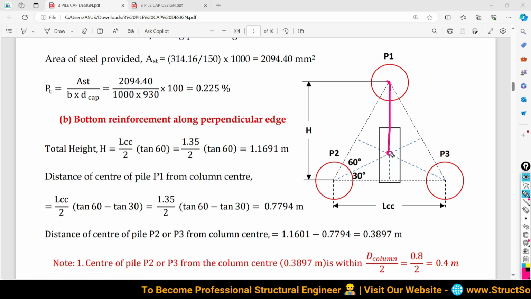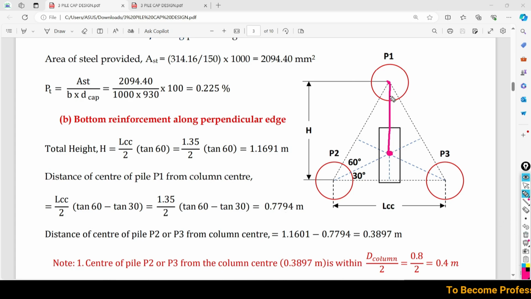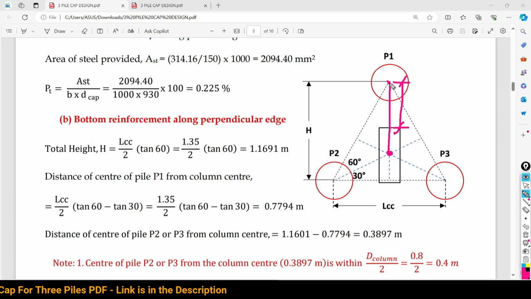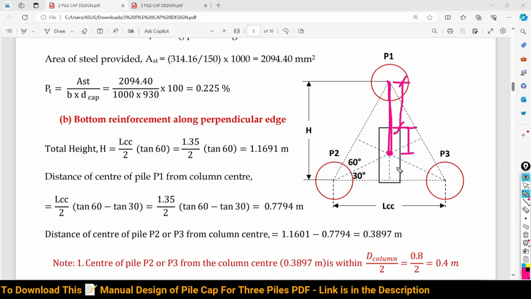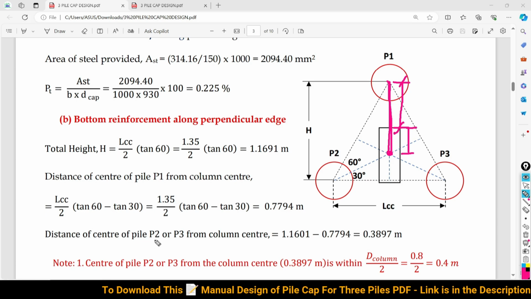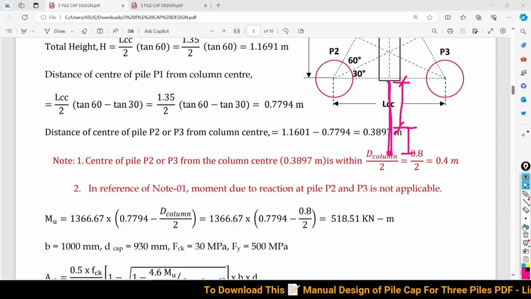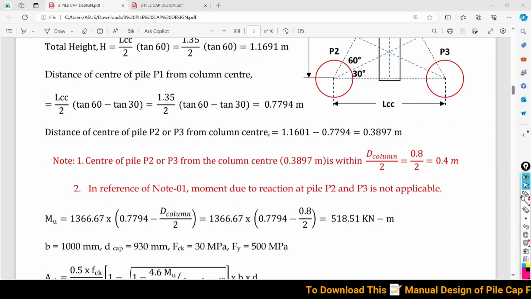We are having total height is what? 0.7794. But my dear friend, our objective is not to calculate up to the center. Our objective is to calculate up to the face of the column. So how you can calculate? It's very simple. Just subtract from this total height this half of depth of the column. So distance of the center of pile, see here it is given. So we actually have to calculate what? See the total up to the center of the pile minus half of depth of the column divided by 2.